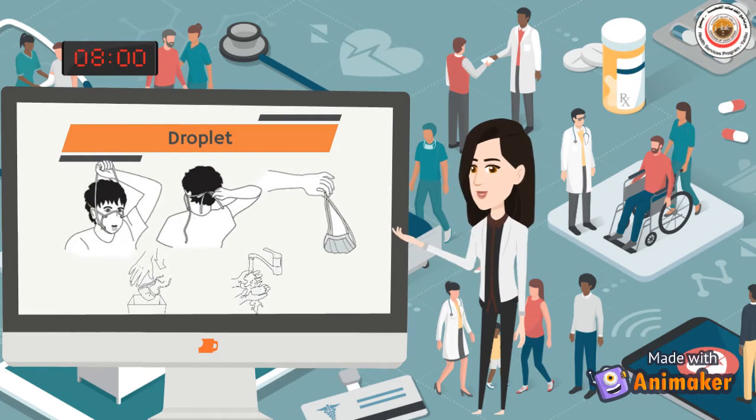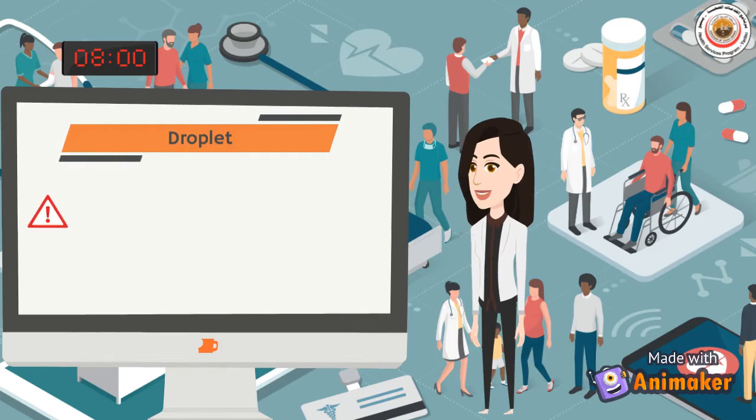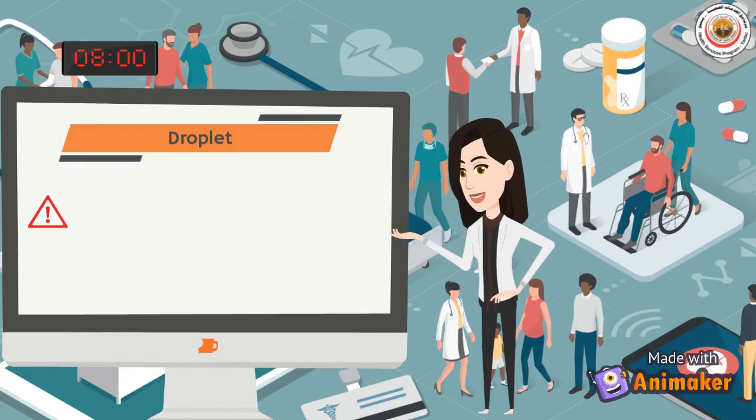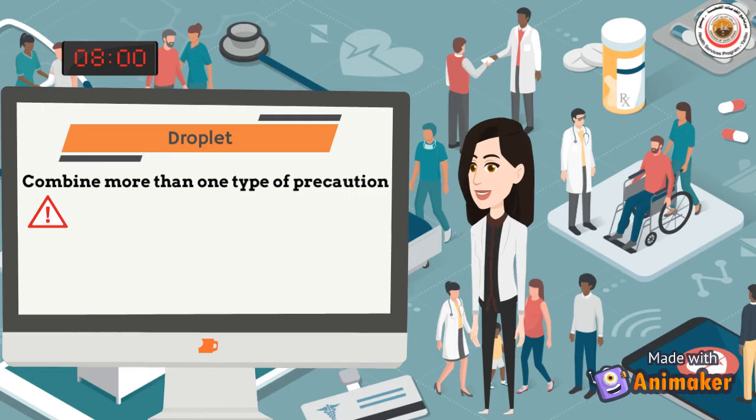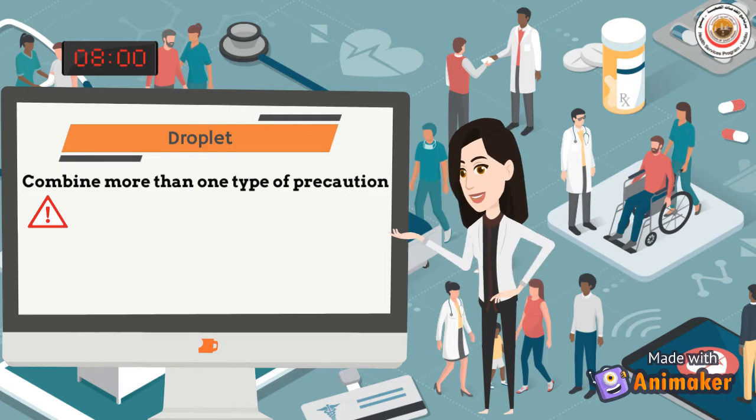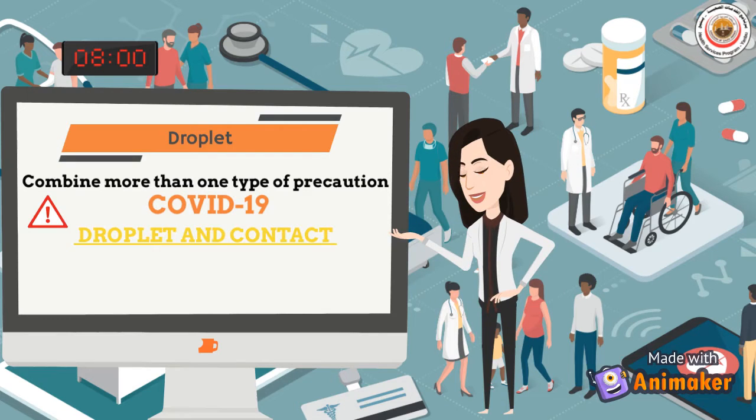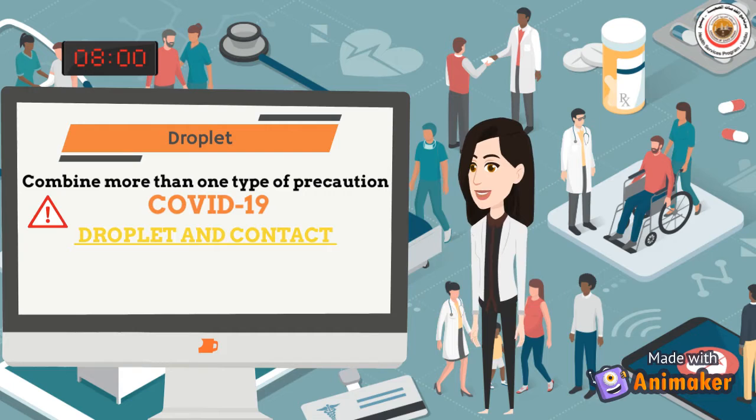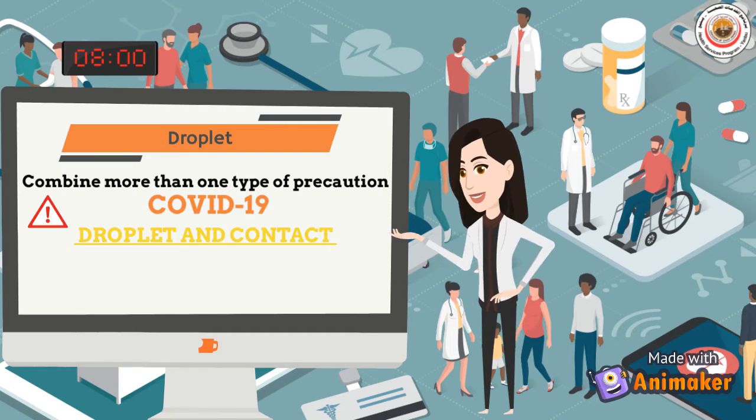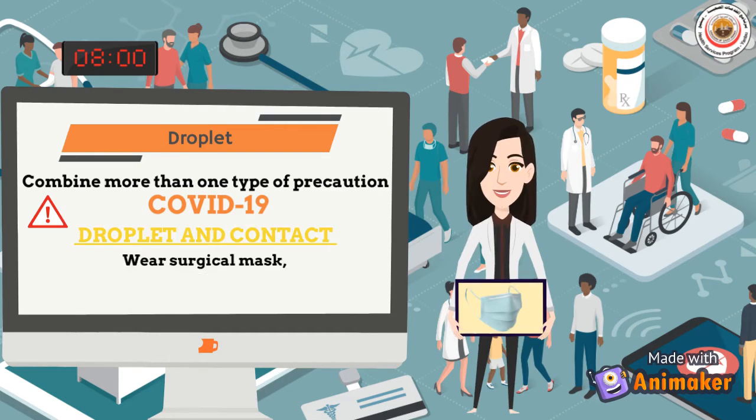leaving the patient room. Note: some infections need to combine more than one type of precaution. For example, COVID-19 requires applying both droplet and contact precautions. So healthcare workers should wear surgical mask, clean non-sterile gloves, and isolation gown.